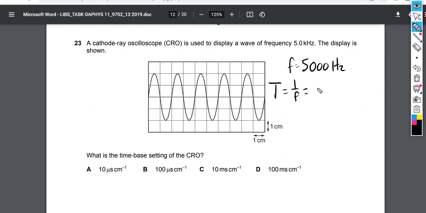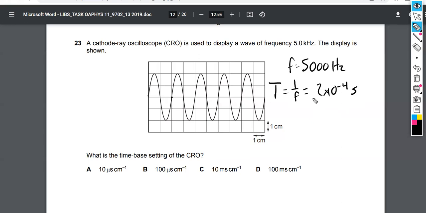If you know, leave it down in the comments below. 2 times 10 to the negative 4 seconds is the time period there. So my job is to figure out how much time each one of these centimeters represents, the time-based setting of the CRO. So we've got 1 centimeter and 2 centimeters is the entire waveform. And I know that that's also the time of an entire wave.